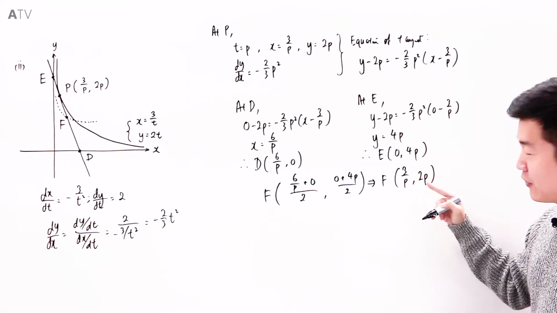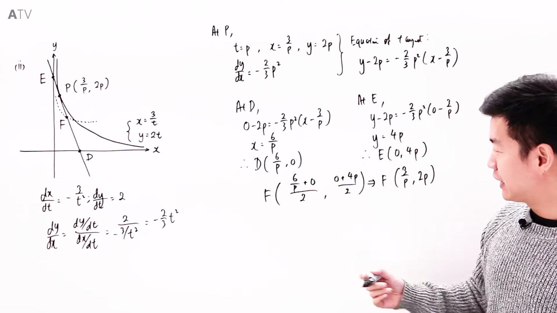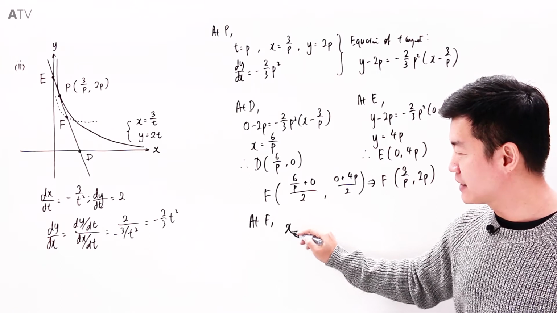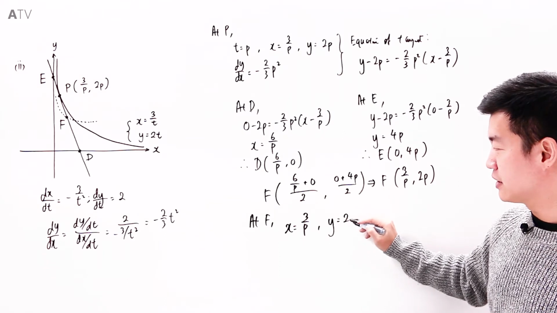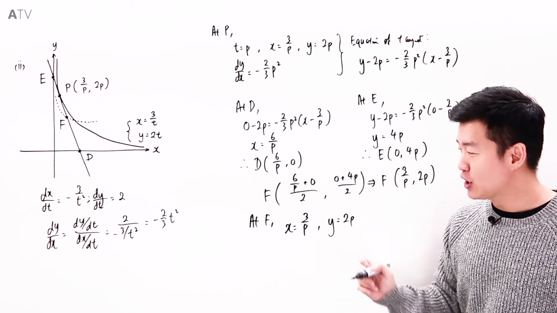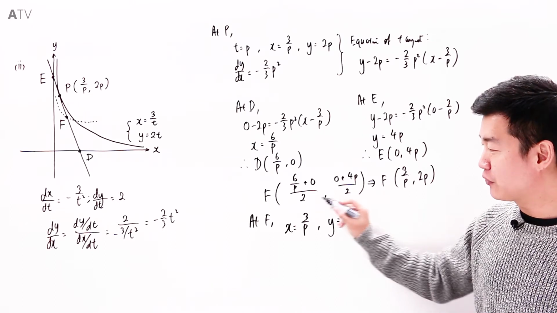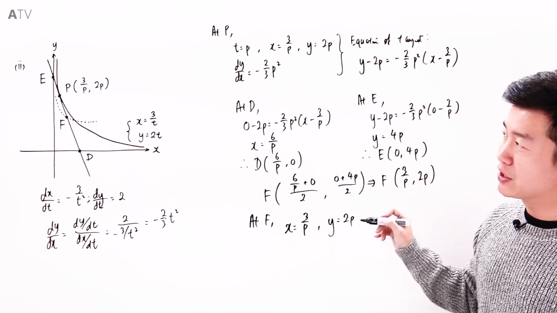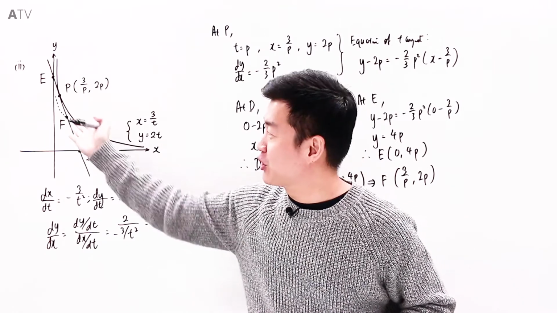And since p varies, that means what we are seeing here is yet another parametric equation, with x as 3 over p and y as 2p, where p becomes the new parameter since the question says that p varies. So what we want to do is look at this as a new pair of parametric equations. We want to find the Cartesian equation of this pair, because that will give us the Cartesian equation of this curve that F is trying to trace.